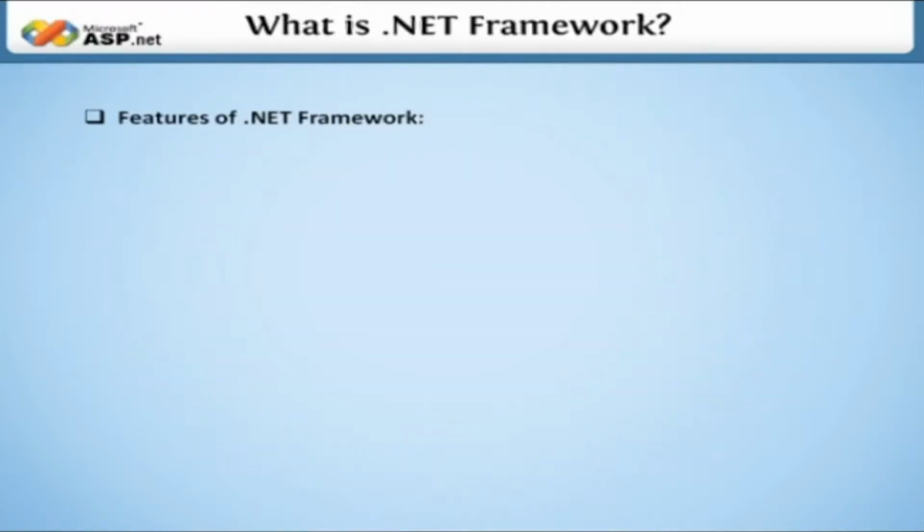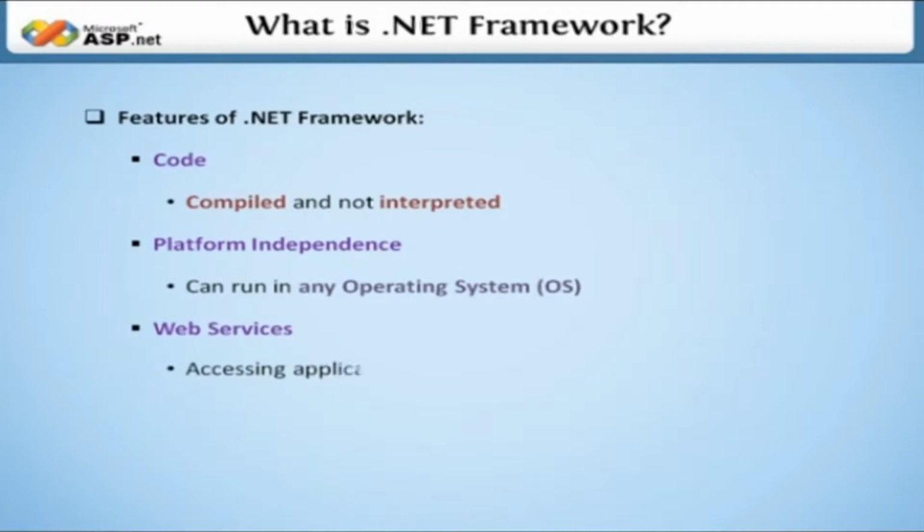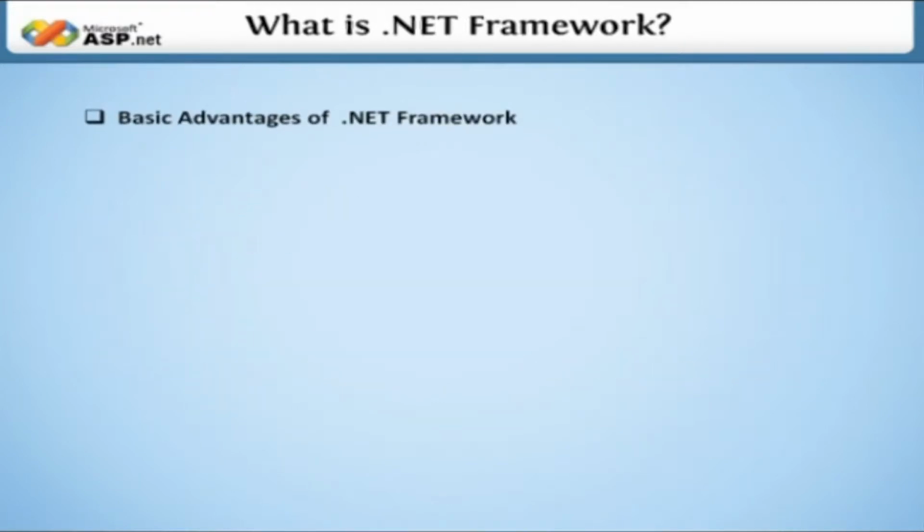So let's talk about the basic features of the .NET Framework. The code written in ASP.NET is compiled and not interpreted. This reduces execution time. Platform independence: a model which is developed using .NET Framework can run in any operating system, an OS. It supports the new technology of web services, which is used for accessing application logic and transfers the data across the Internet.